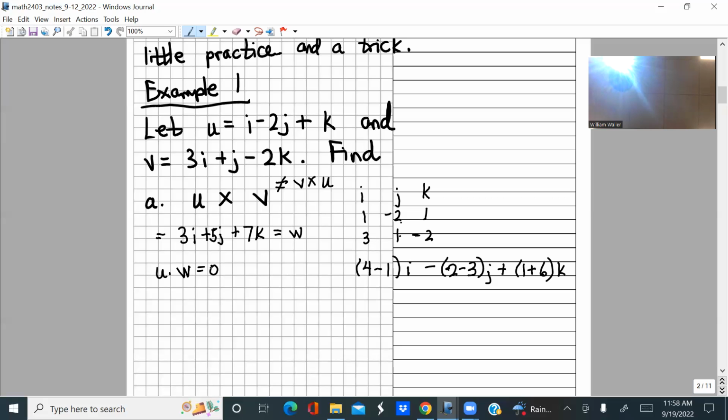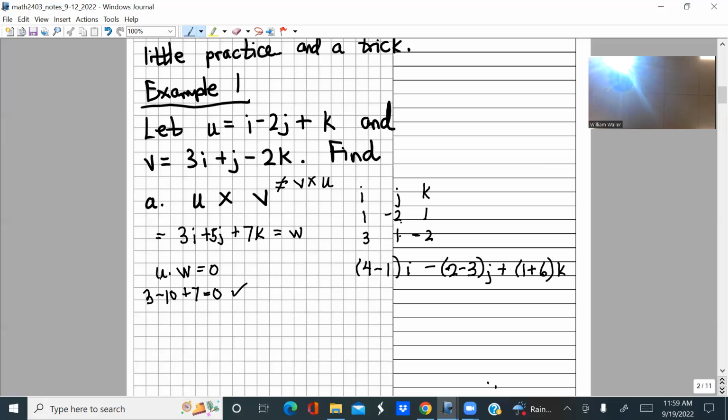Okay, let's see. So let's do that dot product. How do you do the dot product there? Just multiply coefficients, right? Okay. So let's see. This is 1 times 3, which is 3. And then -2 times 5 is -10. And then 1 times 7 is 7. Is that 0? Yeah, so we have a chance that we got the right cross product, because our cross product is indeed perpendicular to u, but it should also be perpendicular to v.